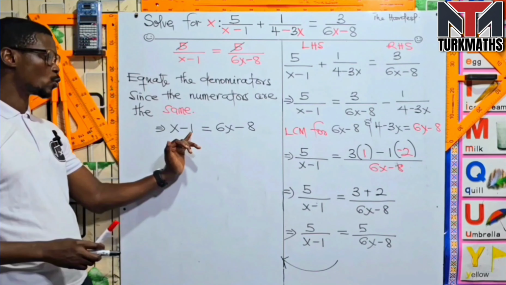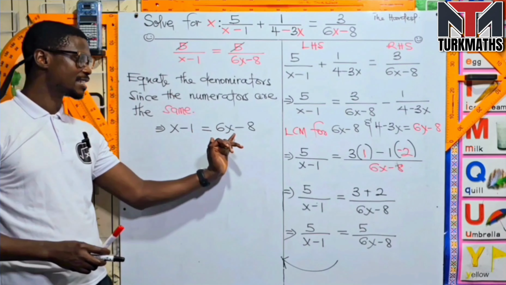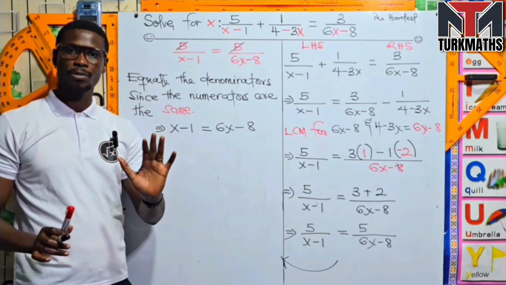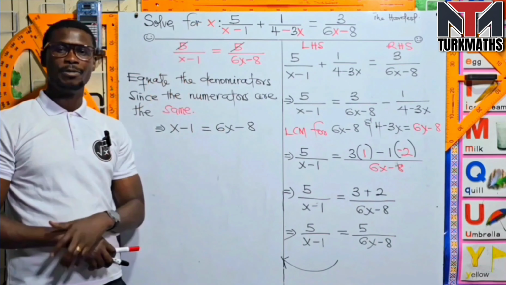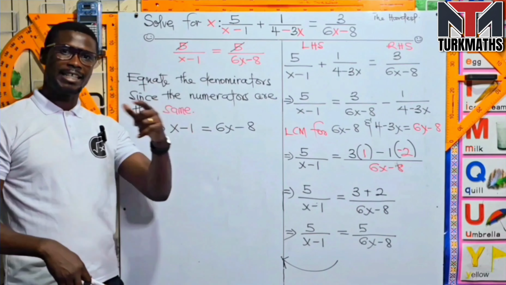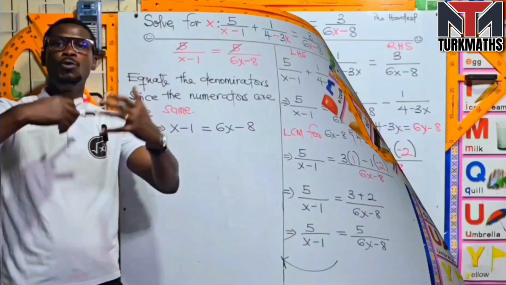So we now have minus 1 equal to 6x minus 8. Simple, right? So don't go cross multiplying since the numerators are the same. The next thing you're going to do here is to group like terms.